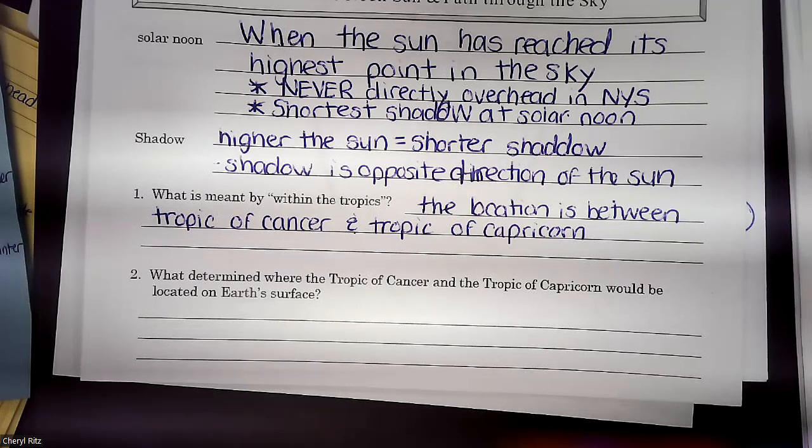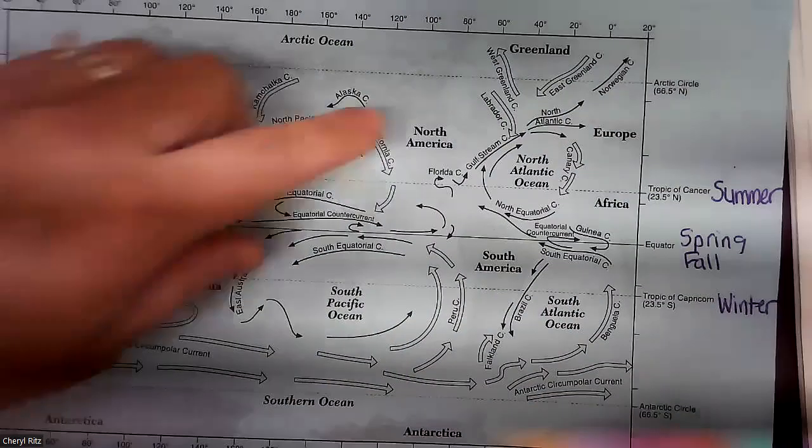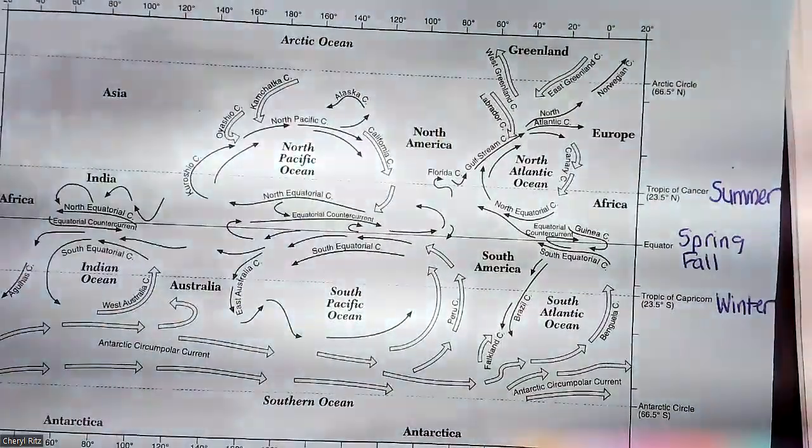What happens at the Tropic of Cancer? It gets the most direct sun. The sun is directly overhead the Tropic of Cancer on the first day of summer. Do we ever get the sun directly over our head? Why not? We live in New York State, and where is New York State on this? Way above the Tropic of Cancer.